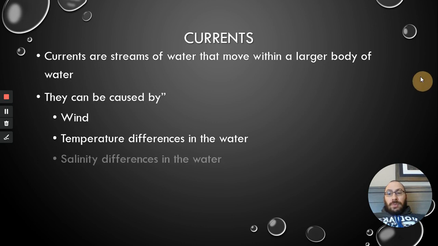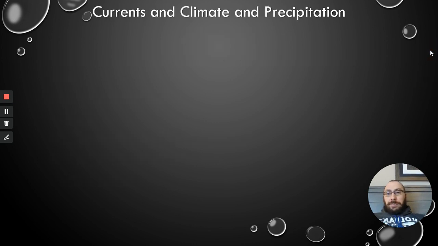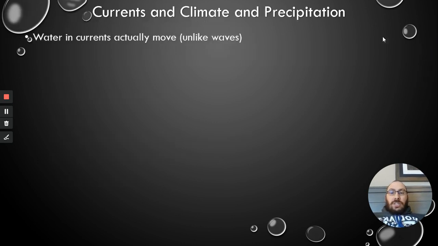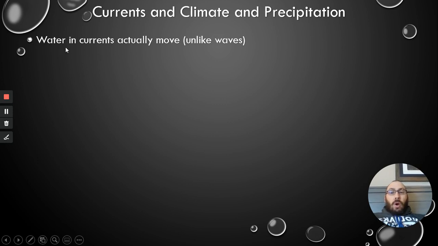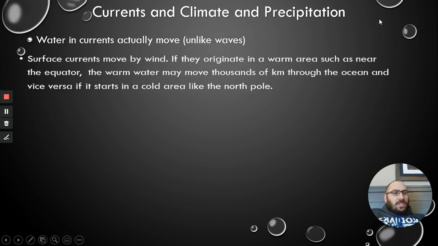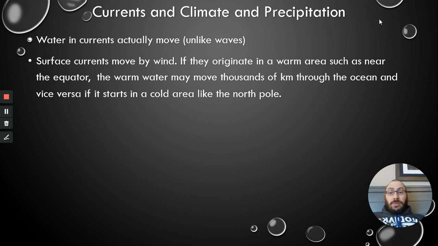So currents, we went over what they can be caused by. This is just summarizing. Water in currents actually moves, so it's not like waves, which are just moving in circular motions. Remember in the last unit, I said there's three ways water moves. Currents was the other one. Surface currents are little currents on the water, and if you've ever been on a ferry or something like that, you've probably seen them.